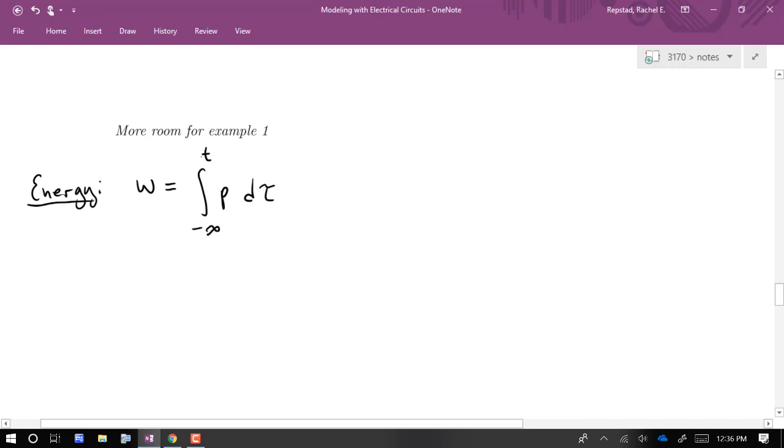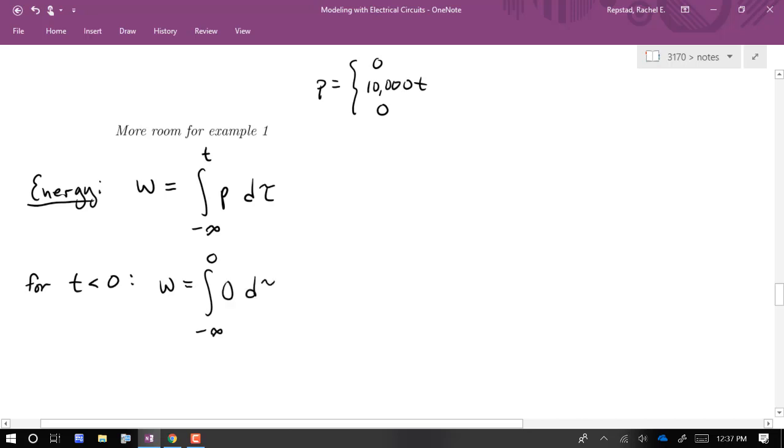So let's consider these different intervals. So for t less than 0. All right, so let's remember that we've got these three pieces of the power function. So for t less than 0, energy is the integral from minus infinity to 0 of the 0 function d tau.